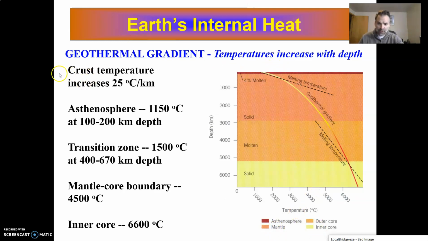And here are some factoids. The crust temperature increases 25 degrees Celsius per kilometer. At the asthenosphere, it's 1,150 degrees Celsius at 100 to 200 kilometers depth. Here's a transition zone, which is 1,500 degrees Celsius at roughly 400 to 670 kilometers. Then the mantle-core boundary is 4,500 degrees Celsius, and the inner core is over 6,000 degrees Celsius. So very, very hot.